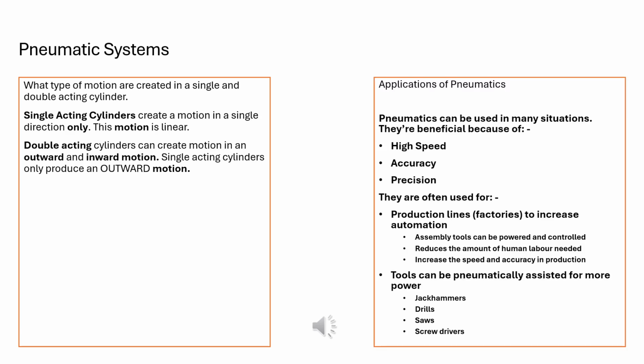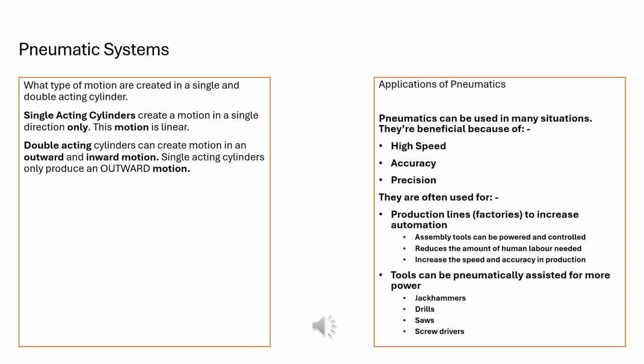So to finish this off, a single acting cylinder will create a motion in a single direction only. This is a recap from another question. This motion is linear and usually an outward force, whereas double acting cylinders can create motion in an outward and inward direction. So single acting cylinders will produce the outward motion, such as forcing it out, whereas a double acting one will take an inward and outward motion.